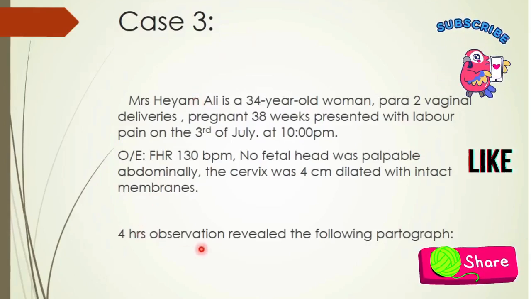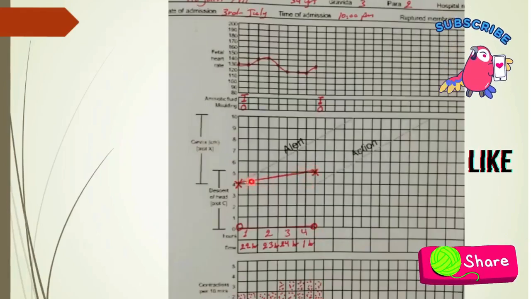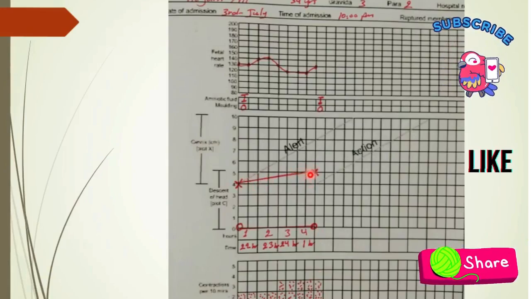4-hour observation revealed the following partograph. You see this is the dilatation here, 1 cm after 4 hours, and the minimum required is 2 cm in 4 hours. So this is a poorly progressive labor.